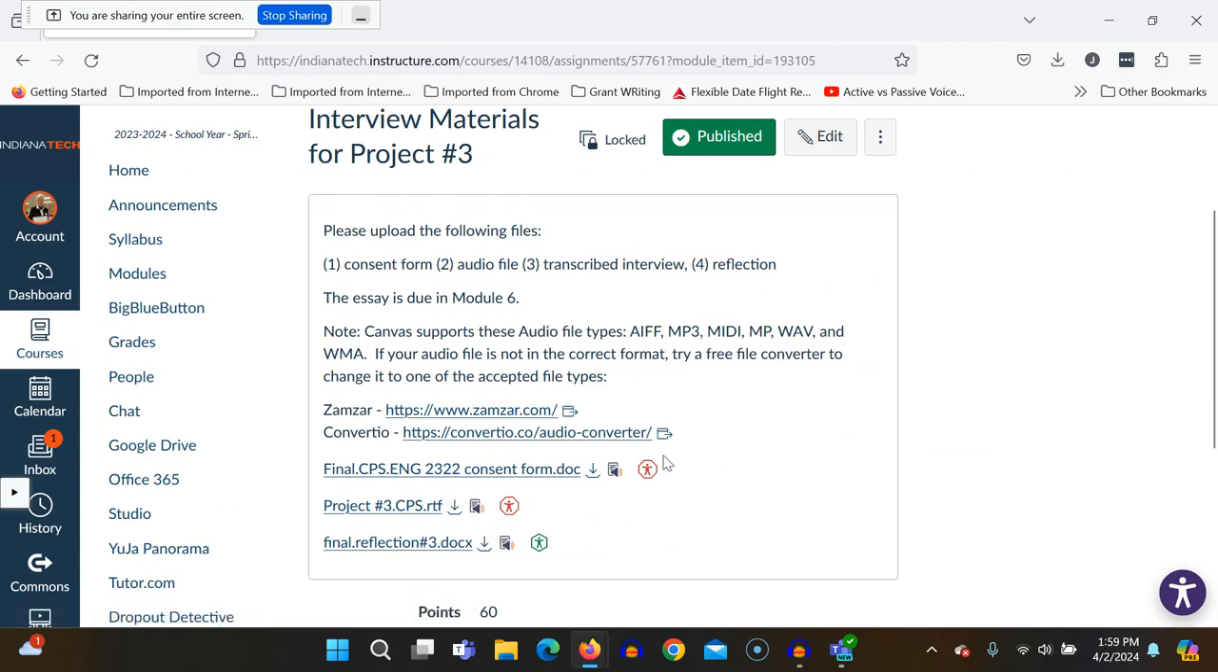So those are the things you're going to be turning in Module 6. Notice this is Module 4. So these are all the things that you're working on this week, next week, and the following, right?